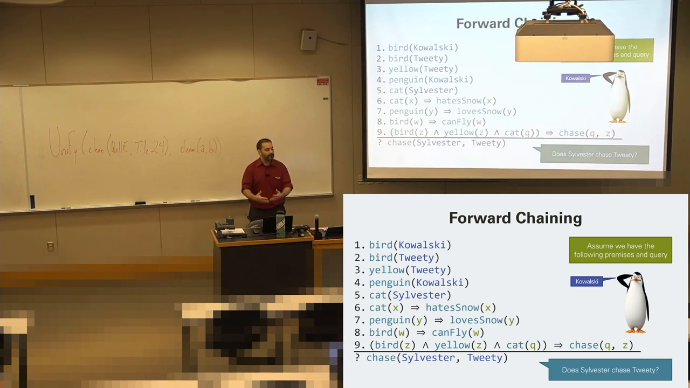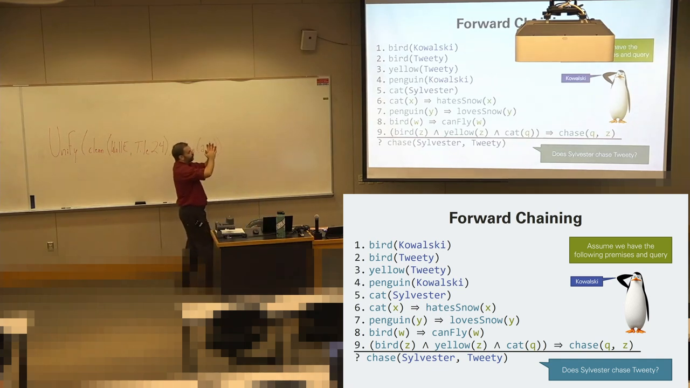And this is where I'm building out a little bit of a more complex knowledge base. Okay, tile 24. Now, let's add in a bunch more facts. Some of them may be irrelevant to my actual query. That happens. So in this case, I have that rule one, Bird Kowalski.